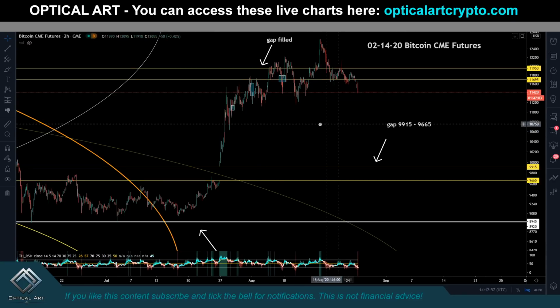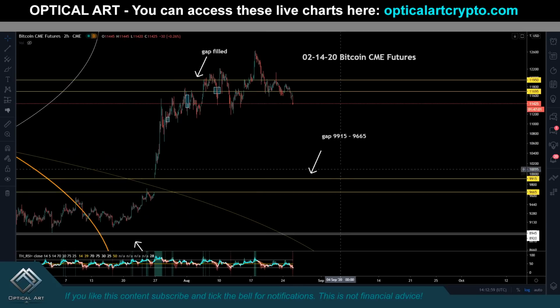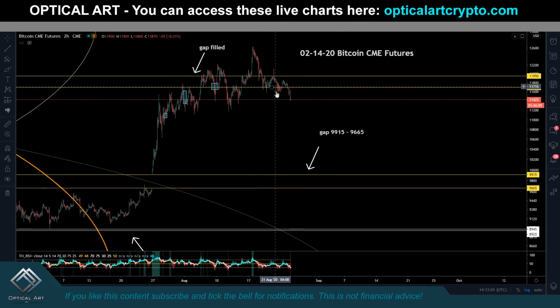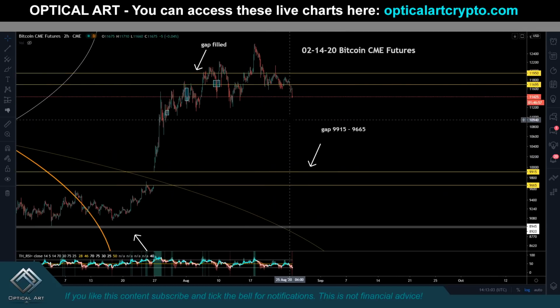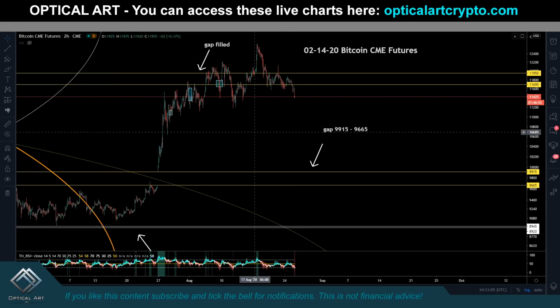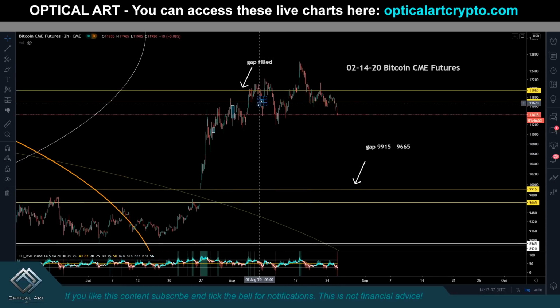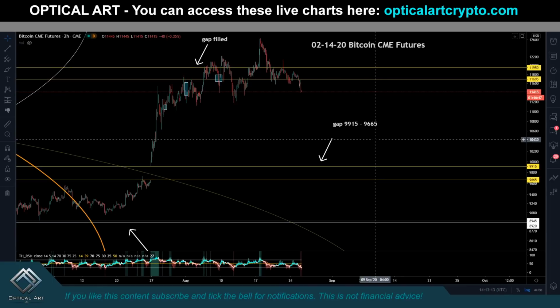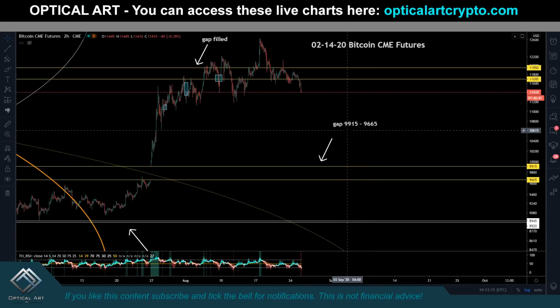Keep in mind, guys, we have a gap below us. We filled this gap up here, and it just makes sense. I have a video where I show why it seems price goes out of its way to fill these gaps. If I find that video, I'll put a link in the description. But your next gap below us is between 9,915 and 9,665.